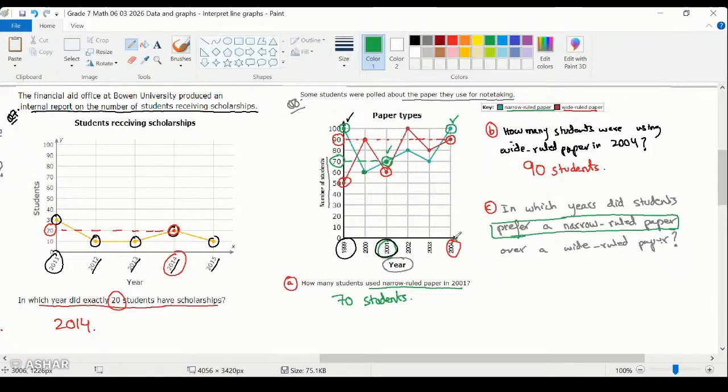So can we say the given years are 1999, 2001 and 2004. I wrote a plural over here. It's years, right? There could be a single year in a question, or there could be multiple years, right? In the years 1999, 2001, and 2004, the students preferred narrow rule paper. Okay.